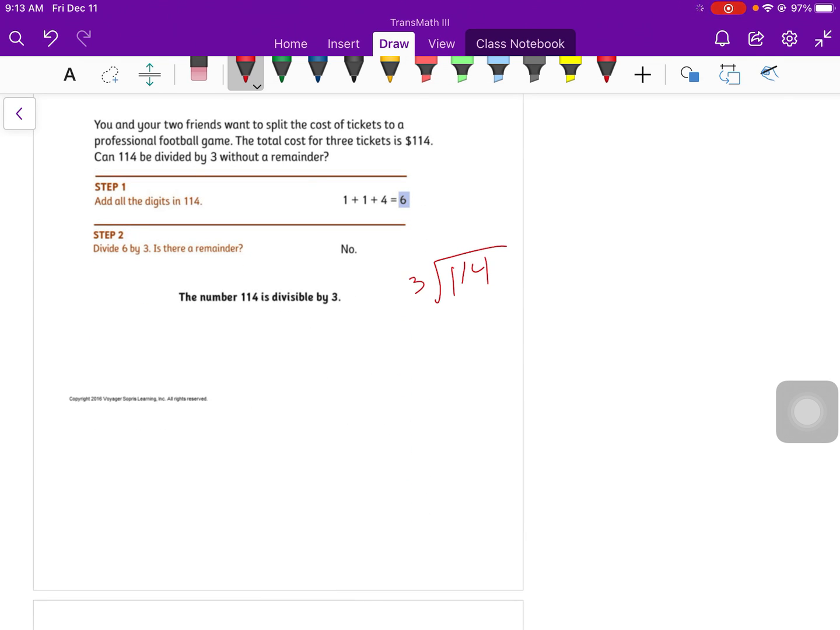Otherwise, if you wanted to know, you'd have to break this thing out. You go, okay, the 0, 3, 9, 2, 4, 6. That's not a 6, that's an 8. So it's 38. It'd be $38 for each of you.